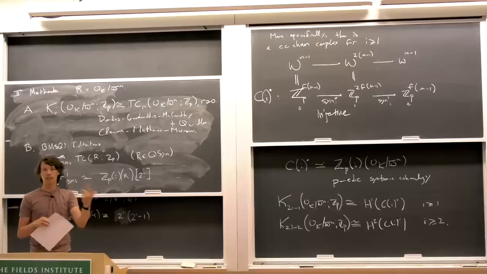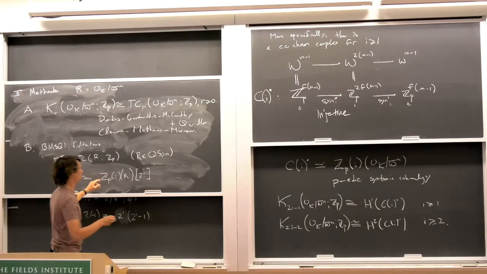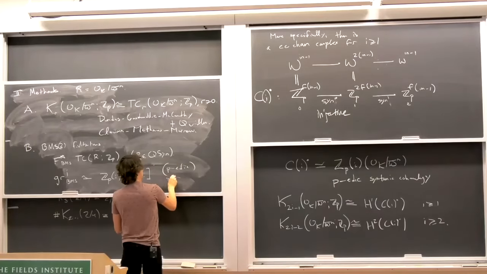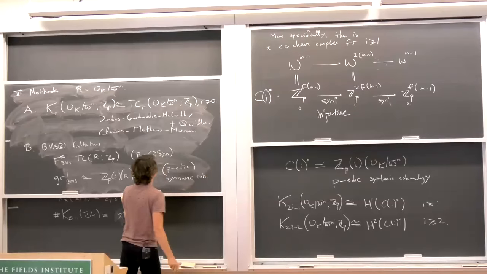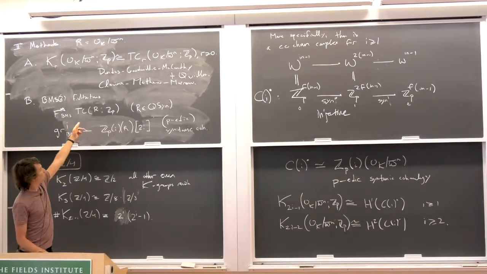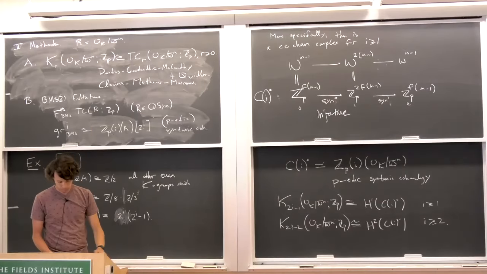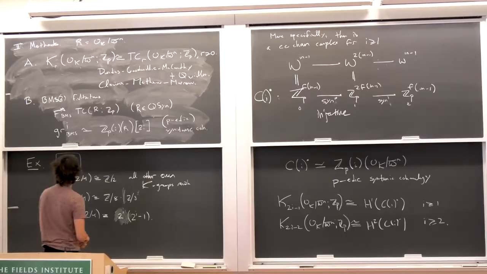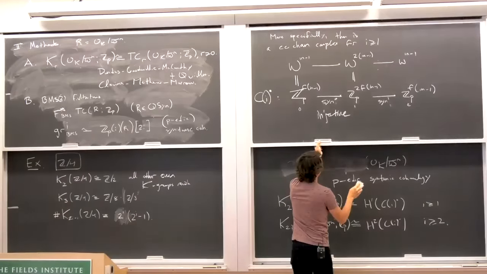So the name of the game now is to actually compute the syntomic cohomology. This is prismatic syntomic cohomology. If we can compute these, we've computed TC and hence K-theory, at least up to a spectral sequence. It'll turn out that that spectral sequence degenerates in our case.